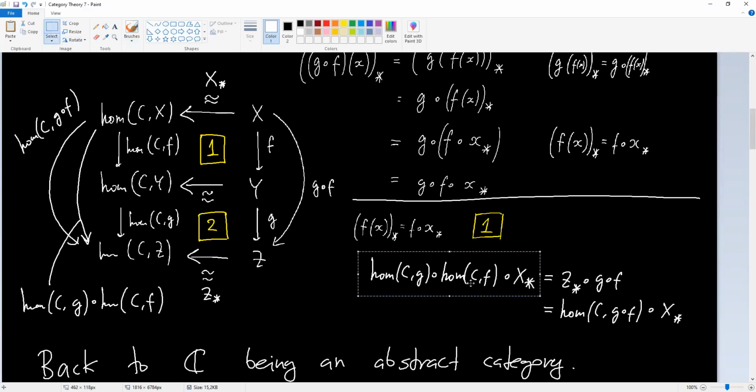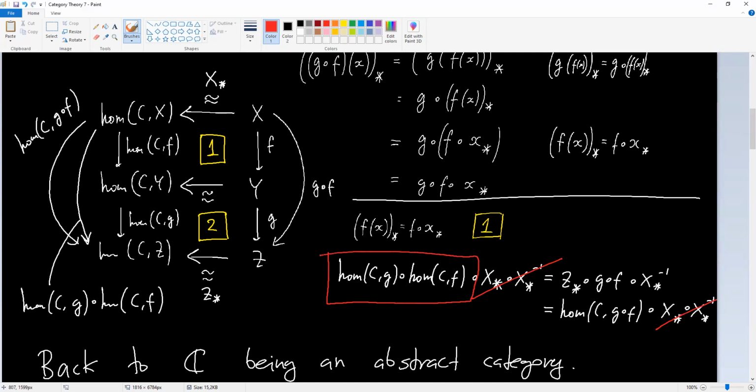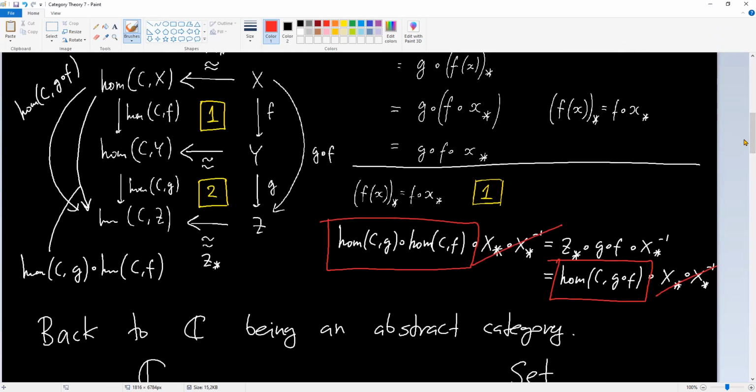So then we can compose both of these with the inverse of X star. Right? And when we do that, X and X star inverse, they cancel. And eventually we get that this equals that. And it's this equality that I was after. I wanted to motivate this equality because now we're going to establish this equality abstractly.